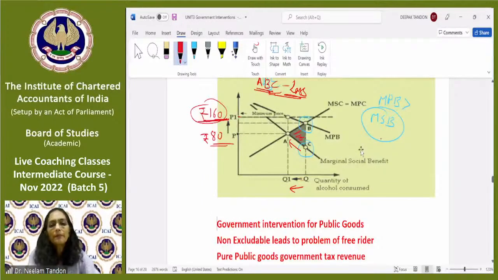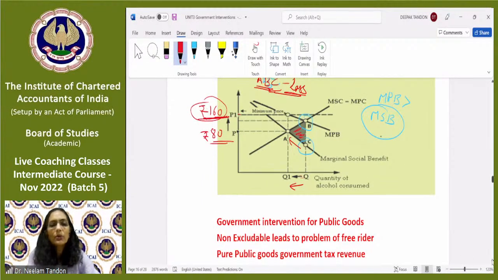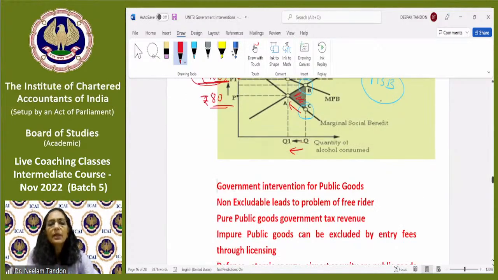So government intervention for this is clear, is it clear? For alcohol and cigarettes, they go for fixing higher prices. Even in GST, for demerit goods, they go for fixing it in the highest bracket, isn't it? So that if it goes in the highest bracket, consumption will shift towards the left. Less people will be consuming, less quantity consumed means less impact. Okay, so government intervention for public good.